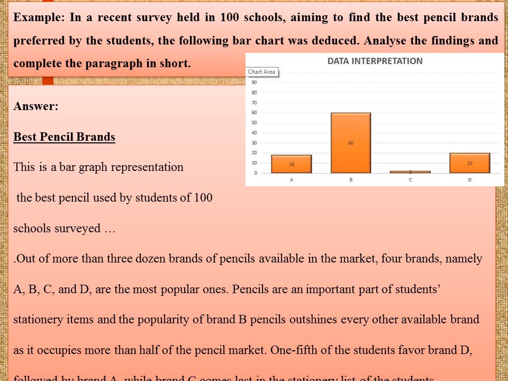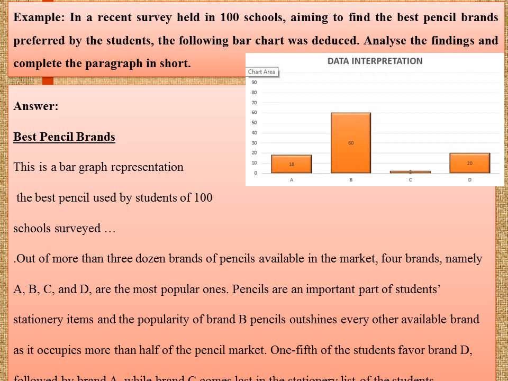This graph represents the best pencils used by students of 100 schools. You can also start another way: this bar graph is a representation of the pencils used by 100 students in a particular area. Out of more than 3 dozen brands of pencils, we have taken four brands, A, B, C, D, namely, the most popular ones. Now, pencils are the most integral and important part of students' initial years, an important stationery item and most popular among the students.